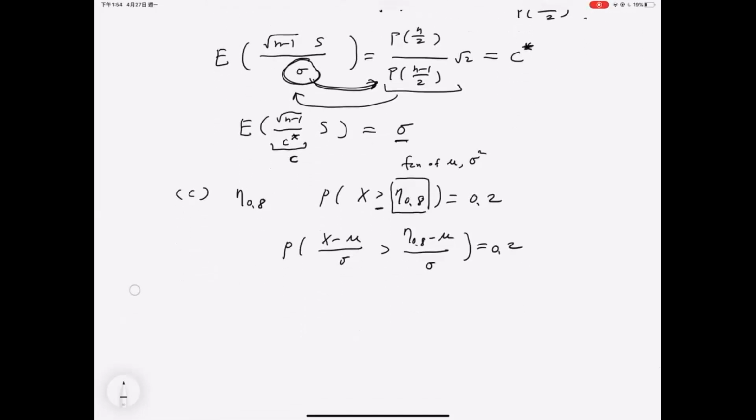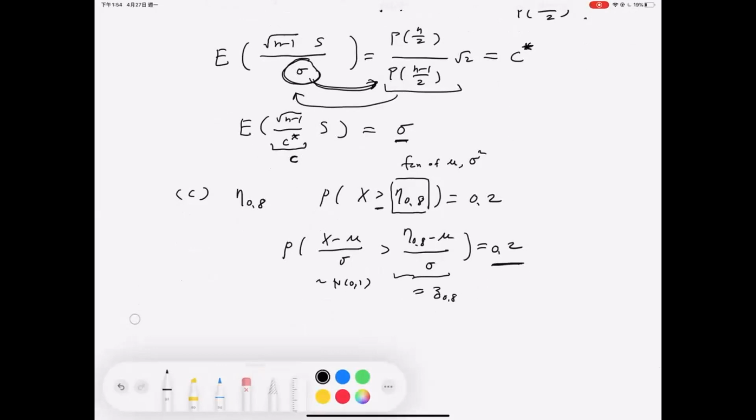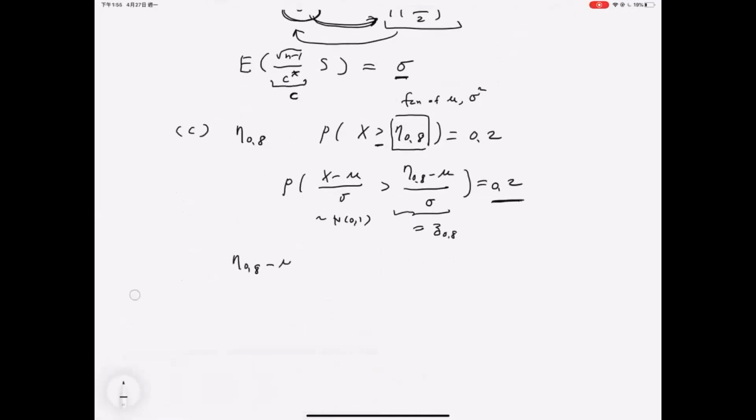This is a standard normal, and you know what its quantile is to satisfy this. It's Z 0.8; you can use your table to find what number that is. I don't know the number though. So eta 0.8 minus mu divided by sigma is Z 0.8. That gives eta 0.8 equals mu plus Z 0.8 times sigma. Then you ask yourself how to find the estimation of eta 0.8. It is a parameter, and it's a function of mu and sigma.